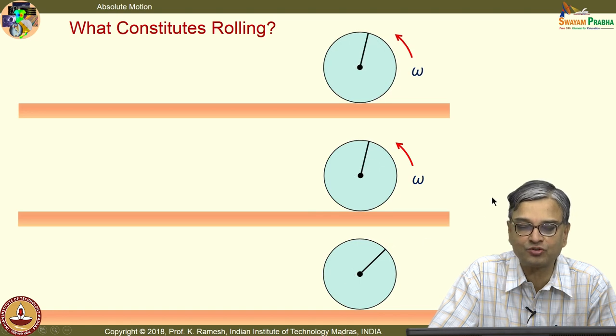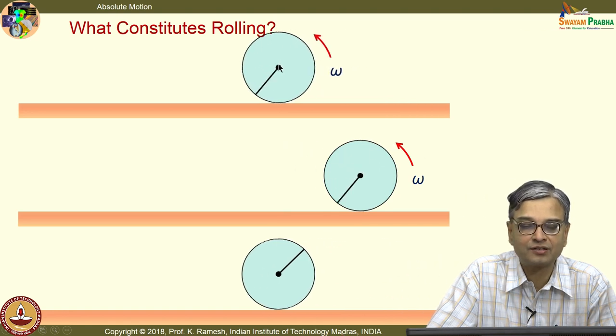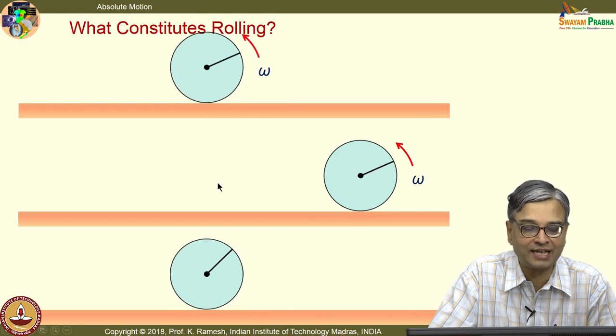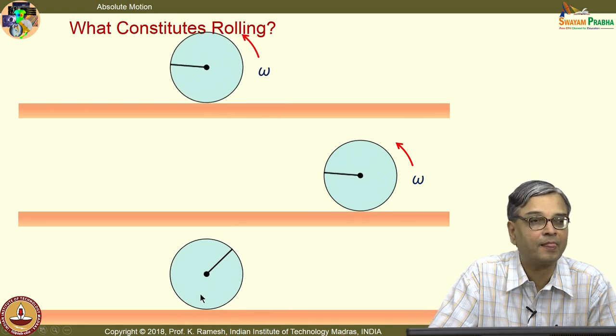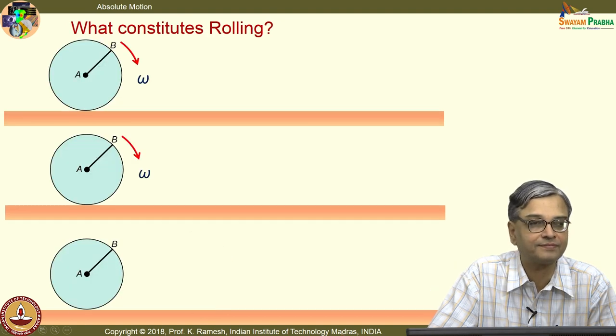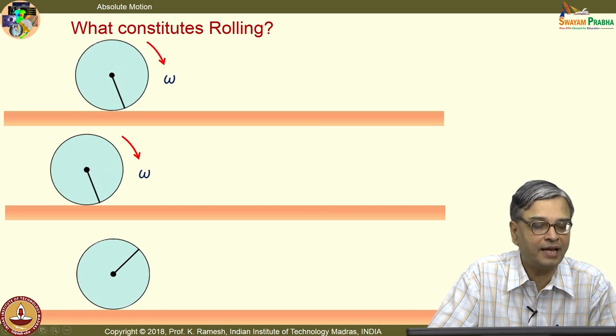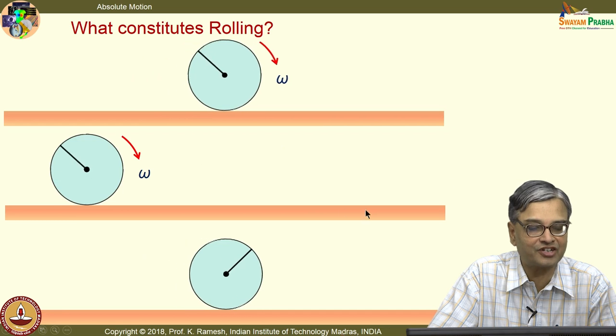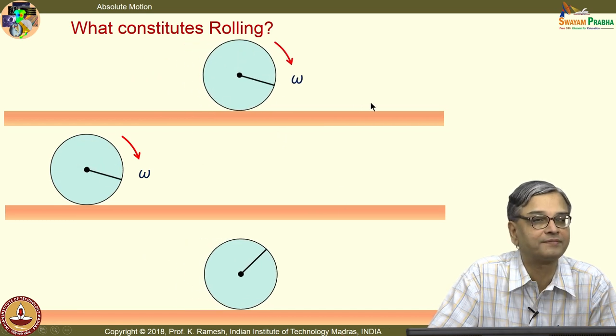When I give these two, this translates and rolls as long as I give the translation here. Suppose I change the direction of translation. I am rotating the disc in the same manner, but I translate it in this direction, it rolls in this way. Make a neat sketch of it.